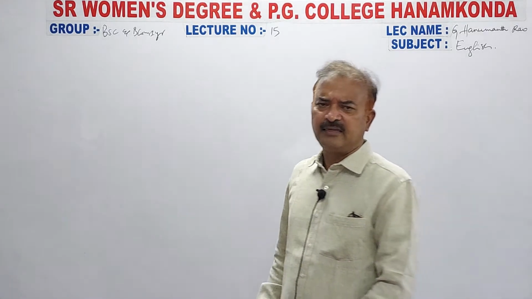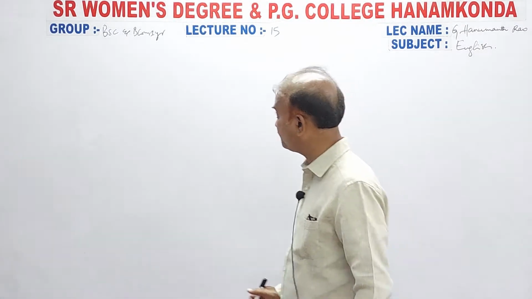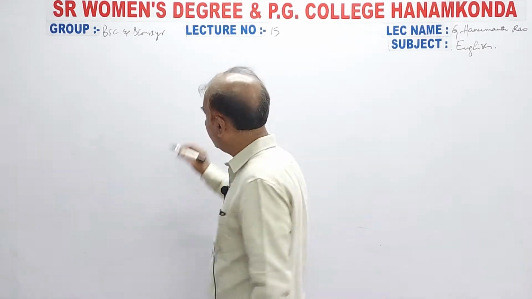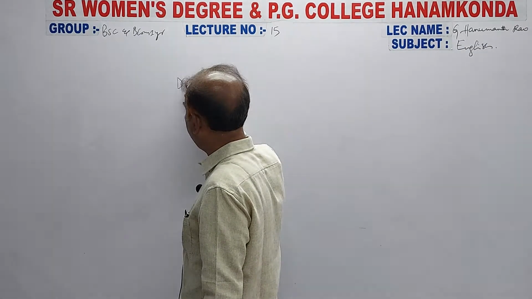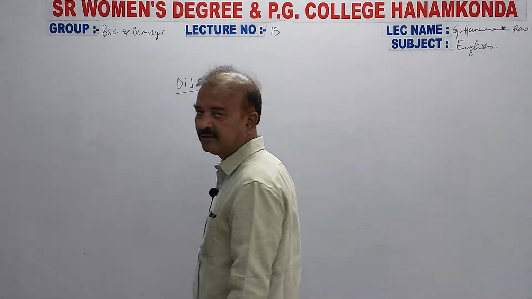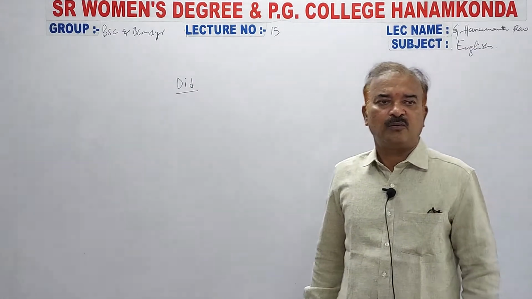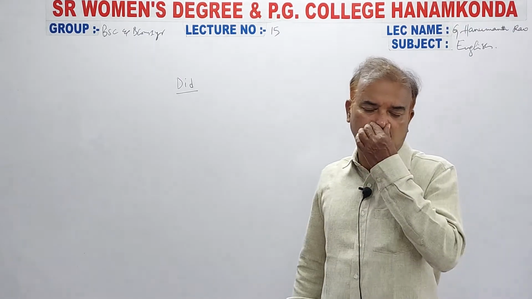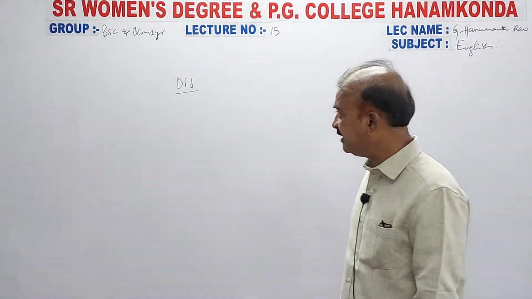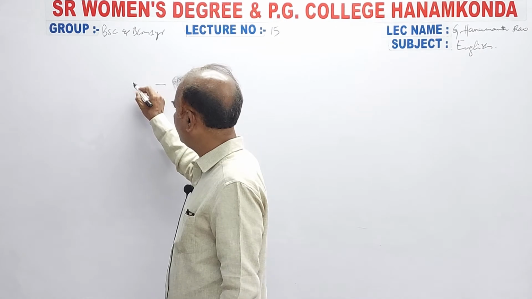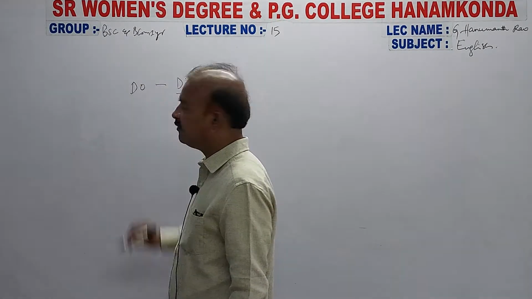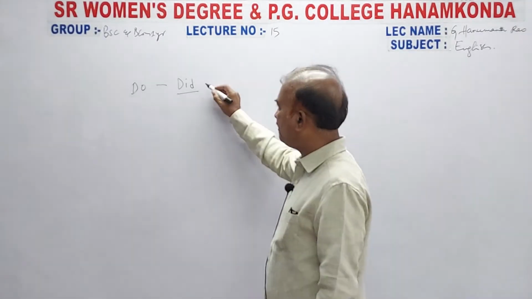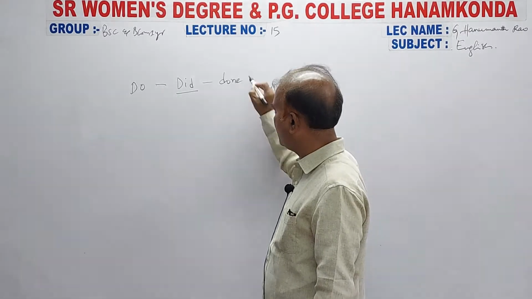Okay, let's see some. For example, check this one. There is a word called did. What is this did? Did is the past tense of do, and the past participle is done.